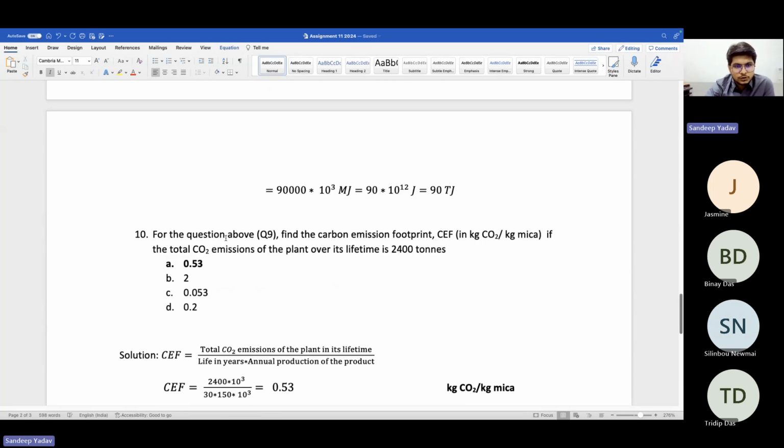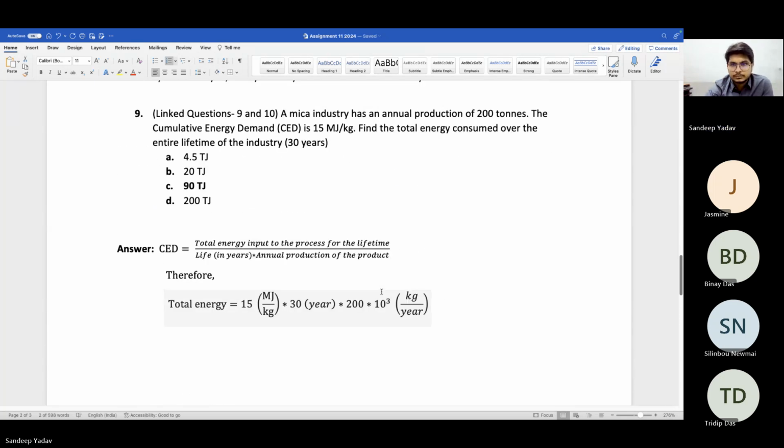Question number 10. For the question above, find the carbon emission factor. Similarly, the carbon emission factor we can calculate as total emissions over its lifetime divided by the life into annual production. So 2400 is given for total emissions in tons. We will convert it into kgs by multiplying by 10 to the power 3. Then the total life is 30 years from the previous question, and the annual production was also given.